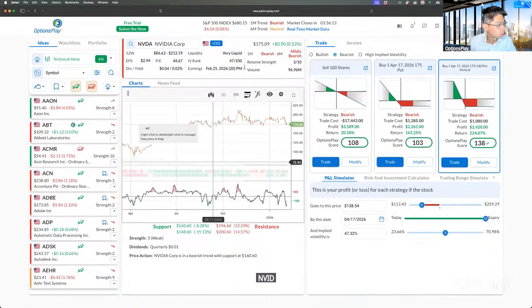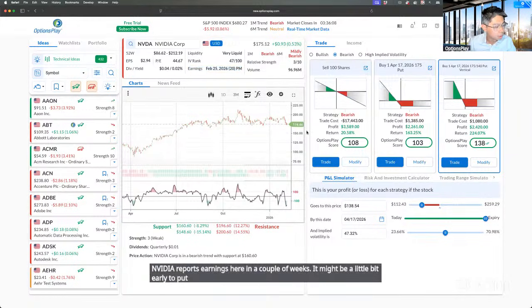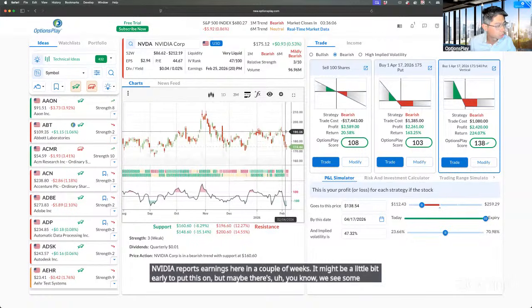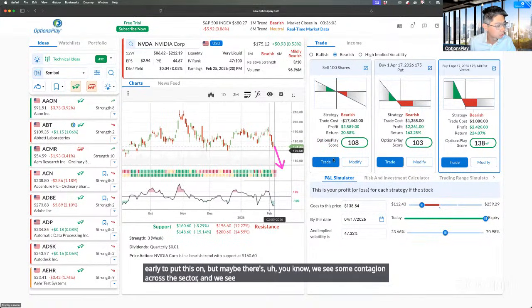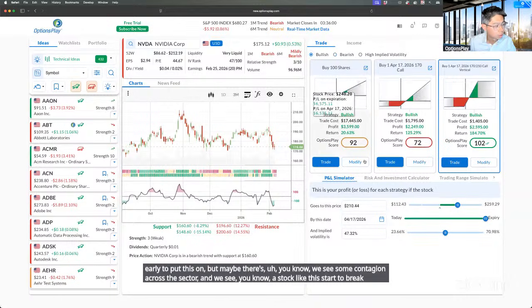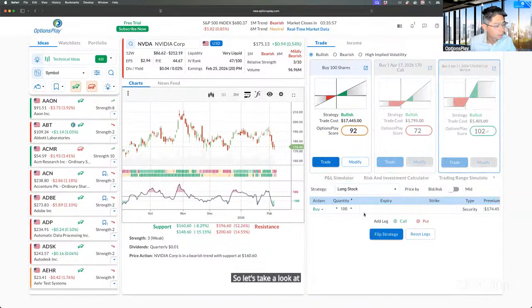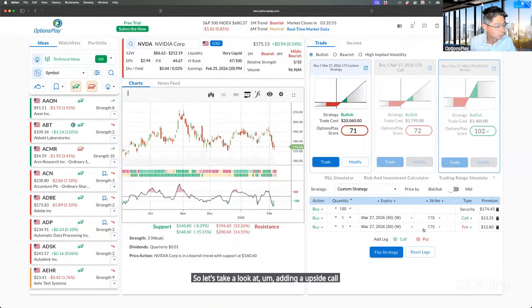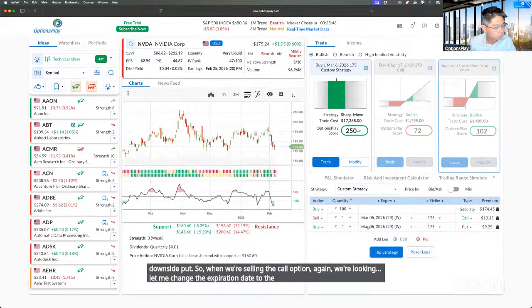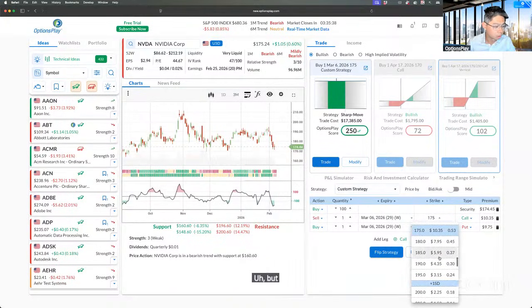NVIDIA reports earnings here in a couple of weeks. It might be a little bit early to put this on, but maybe we see some contagion across the sector, and we see a stock like this start to break down here. So let's take a look at adding an upside call and a downside put. So when we're selling the call option, let me change the expiration date to the March 6th one. For something like NVIDIA that's very liquid, I would use the weekly one. But if you feel more comfortable using the monthly one, you certainly can.